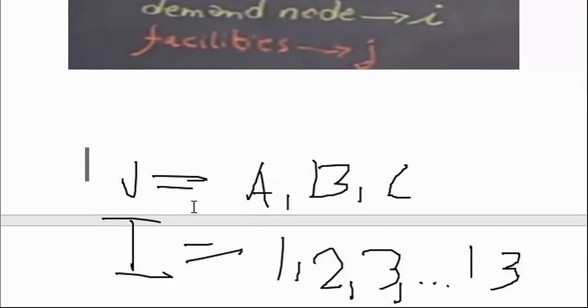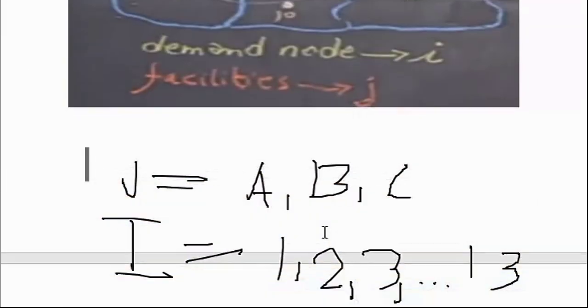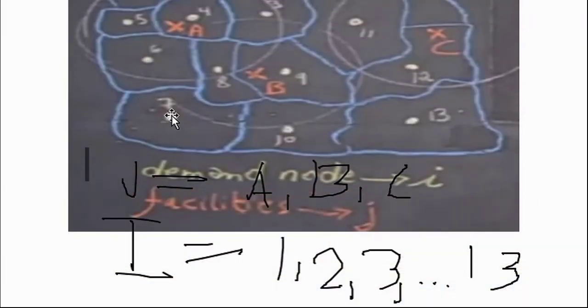So this is our facilities and our demand. These are our demand nodes, and these are the selected potential facility locations, the A, B, C.